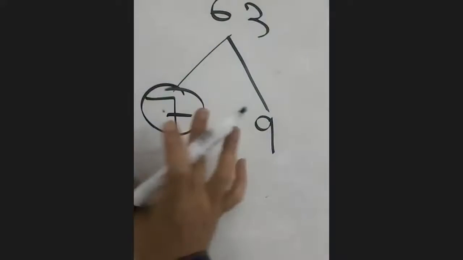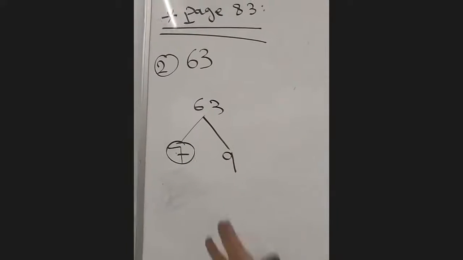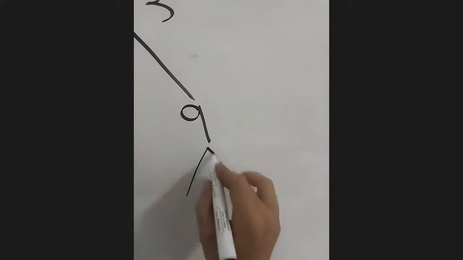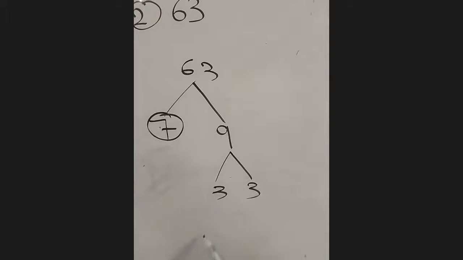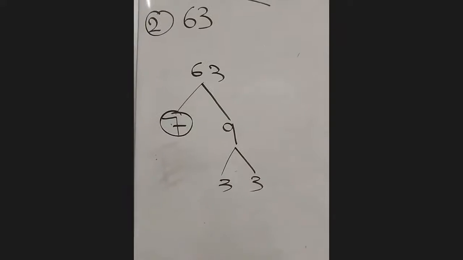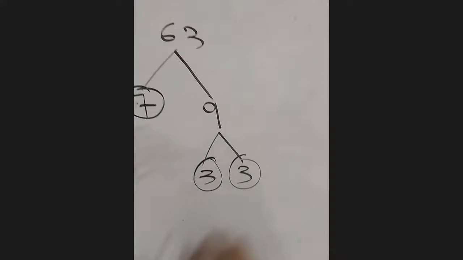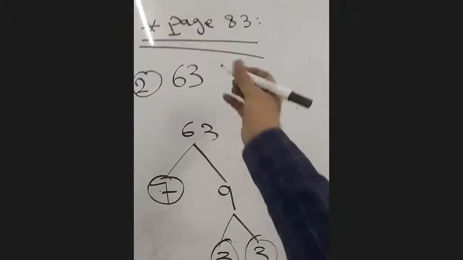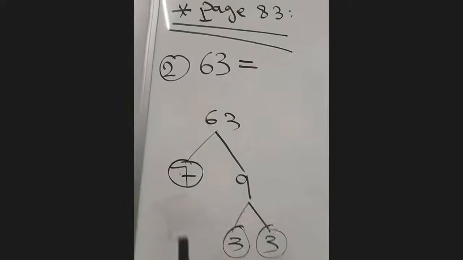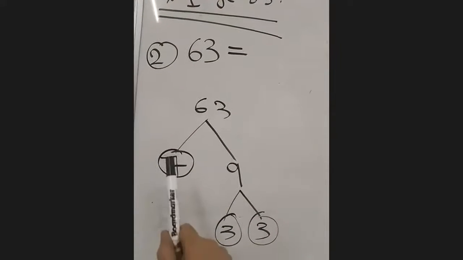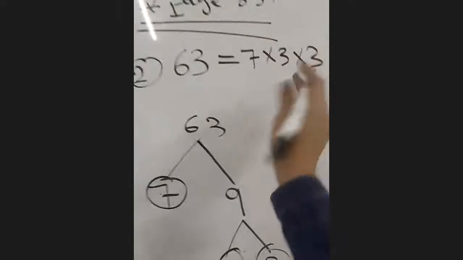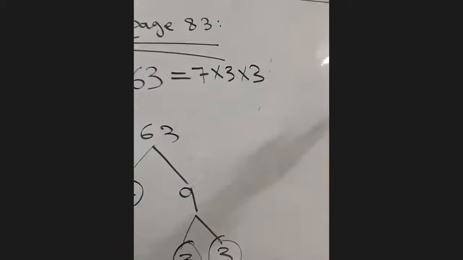Make what? Circle. Our circle. How about the 9? 3 times 3. Right, Abdul Aziz. 3 times 3. Can I do more for the 3s? No. Circle. Now, we go back to our number and put equal like this and multiply the numbers in the circles. 7 multiply 3 multiply 3.